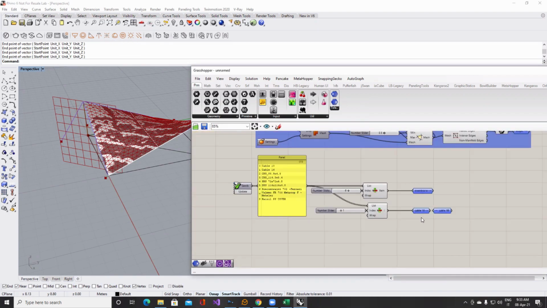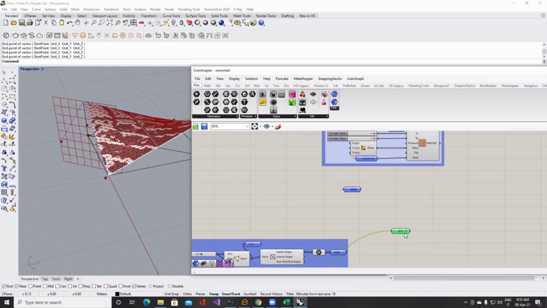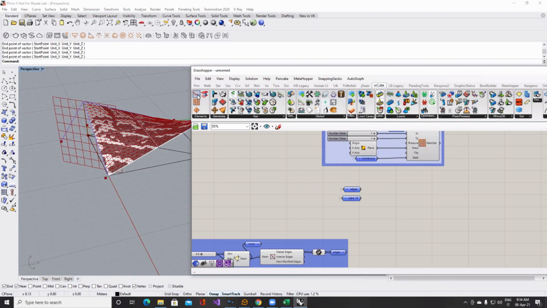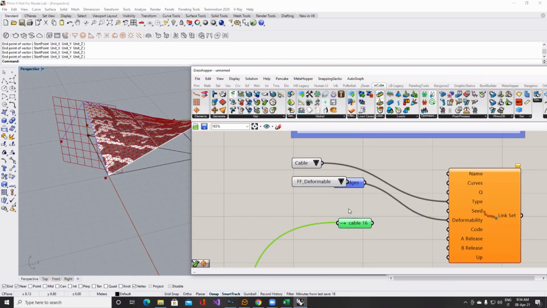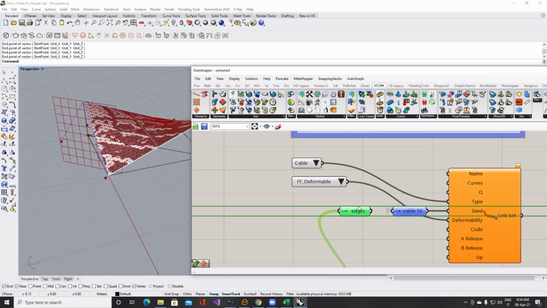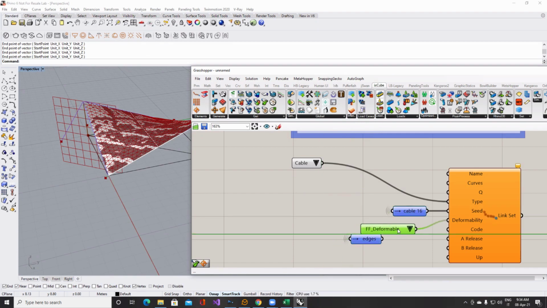So we have referenced the cable seed. This is the material clearly. To generate the cable edges, we go into Xcube, and we have link set. The link set wants the seed. Here it is. Then it wants deformability. Remember, deformability means whether the edges deform with the membrane when we run the form finder or not. In this case, the boundary edges are cable edges, and we want them to follow the membrane, so they are form find deformable.